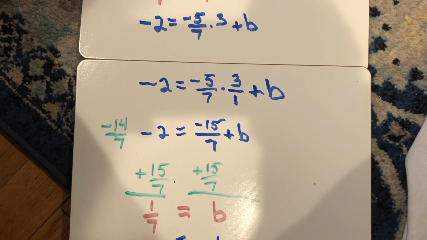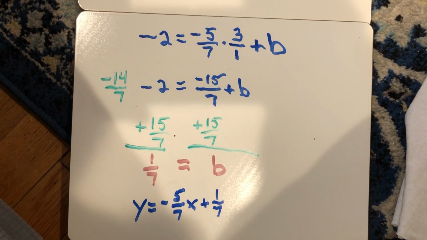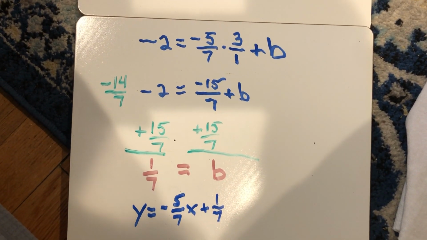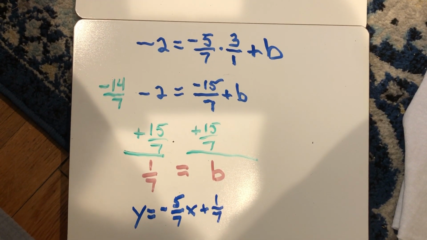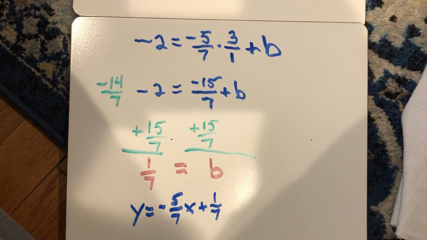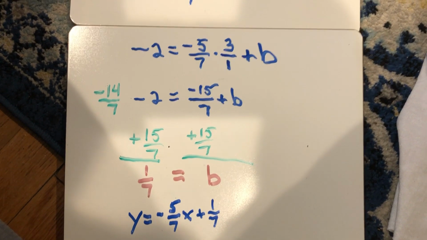Now we put that right back into our formula, and we just have the slope and the y-intercept in there. And our final answer is y equals -5/7 x plus 1/7. That equation will contain both of our 2 points, 3, -2, and -4, 3.